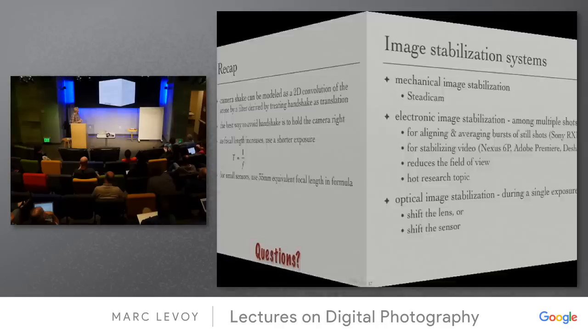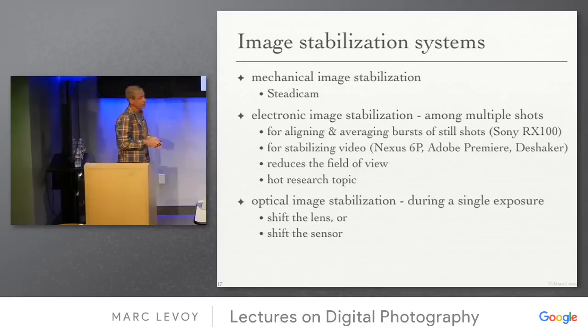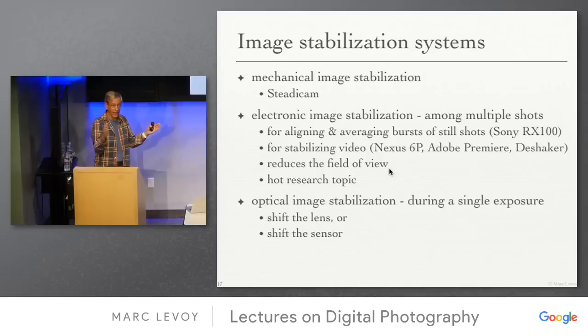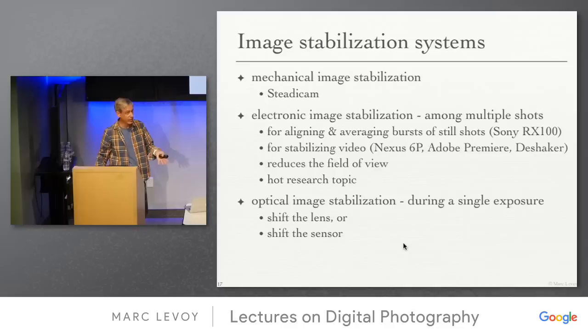Okay. So. Image stabilization systems: mechanical, electronic, which is among multiple shots, and optical image stabilization. And so among multiple shots, of course, you can do it in the camera. Some cameras have a mode that does that. Or you can do it using external software. Typically, this is cropping in slightly and then moving that crop window around over frames. So for video, this is, of course, important. That's between frames. As well as the idea of aligning and combining a burst. And then eventually we'll get to talk about the optical stabilization, which is what is true in most photography cameras.